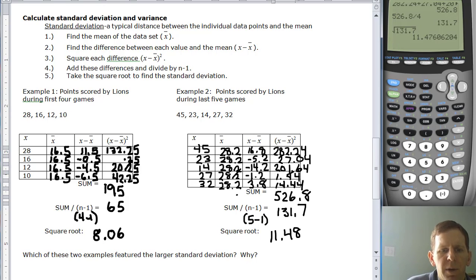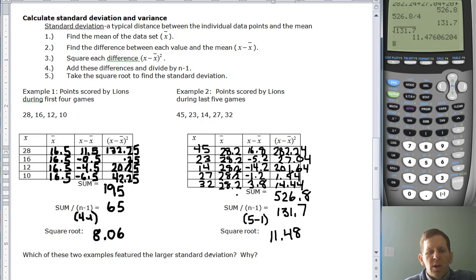So this means that typically a lot of numbers in the second list are within about 11 of 28. If we subtract 11 from 28, we get about 17. If we add it, we get about 39. So a lot of scores should be around 17 to 39. And you notice here, most of the scores are. One score got a little bit higher, but this gives us kind of typically where the values are.